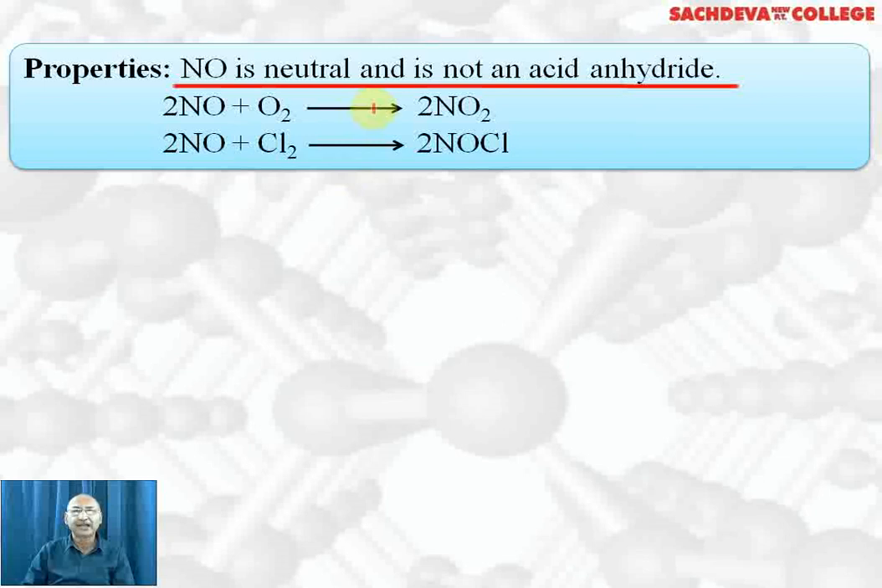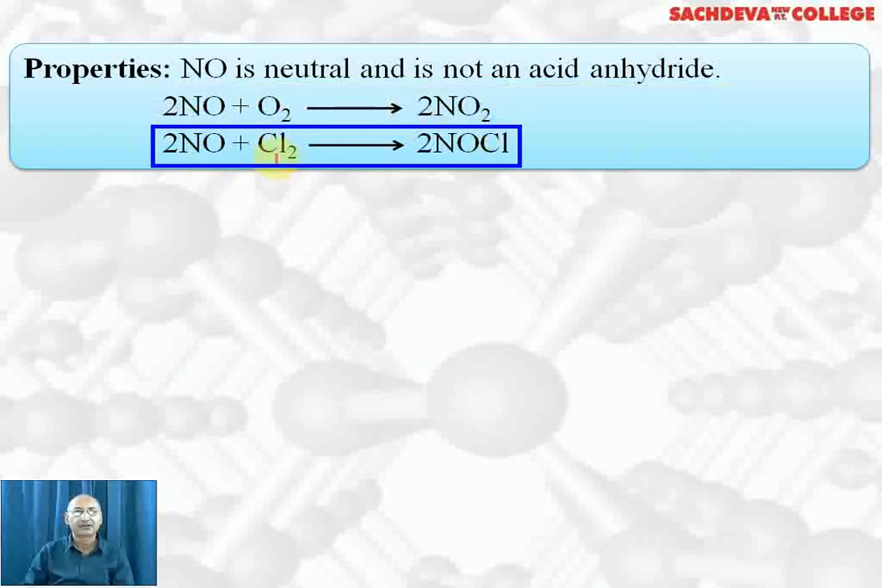NO is neutral and is not an acid anhydride. 2NO reacts with oxygen to form NO2, which is a mixed anhydride of nitrous and nitric acid. NO reacts with Cl2 to form nitrosyl chloride. N2O3 is the anhydride of nitrous acid. N2O5 is the anhydride of nitric acid. And NO2 is a mixed anhydride of nitrous and nitric acid.